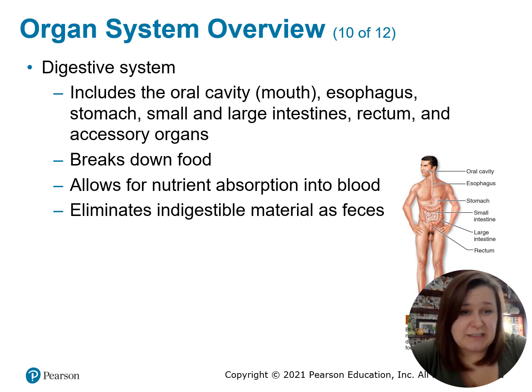We will talk about the digestive system. This is going to include the mouth, esophagus, stomach, small and large intestines, all of the accessory organs. The purpose of this is just to break down food so that we can absorb nutrients from that food into our blood and eliminate all of the indigestible materials that we don't need out of our body.